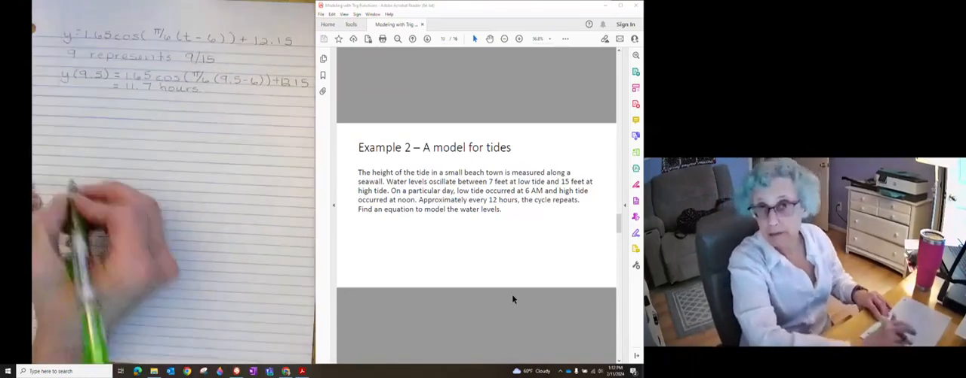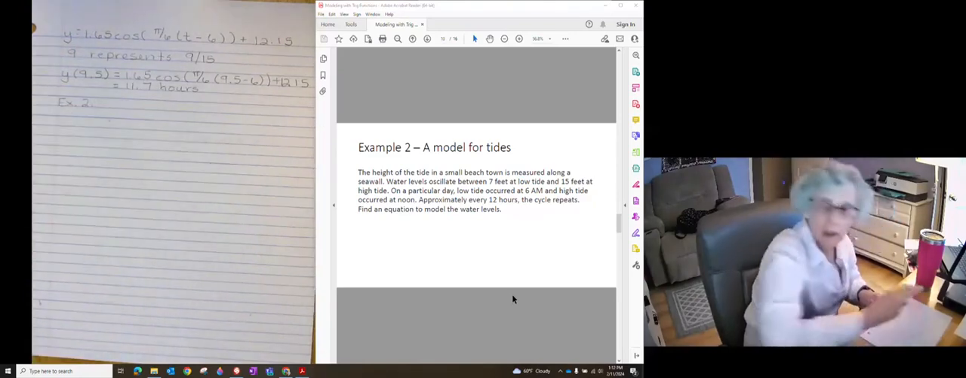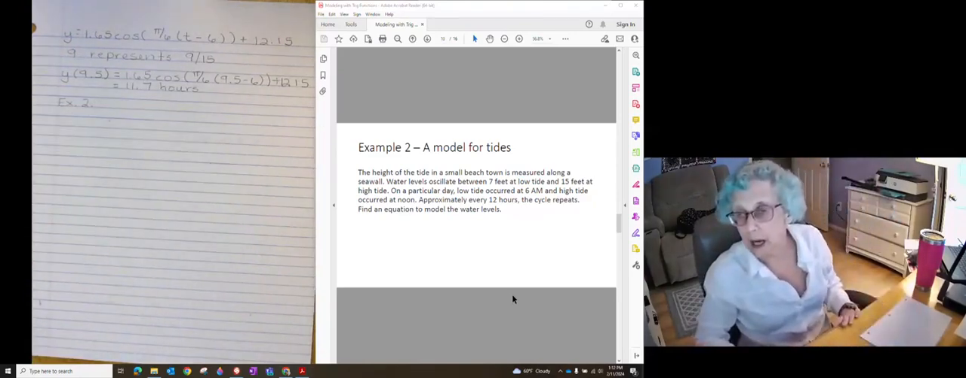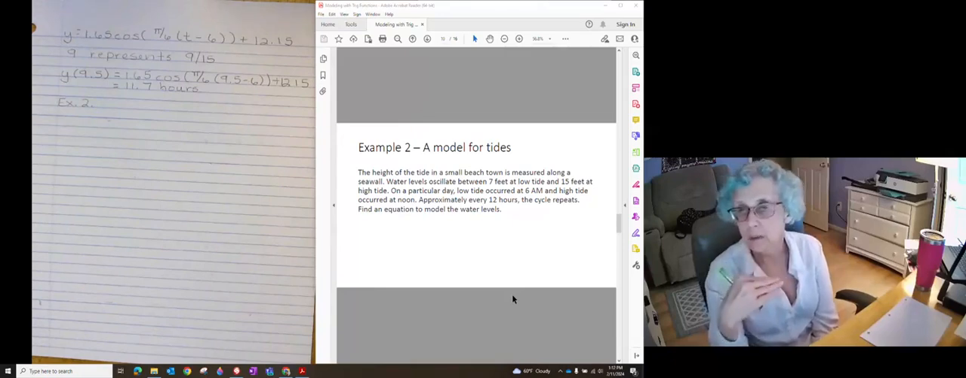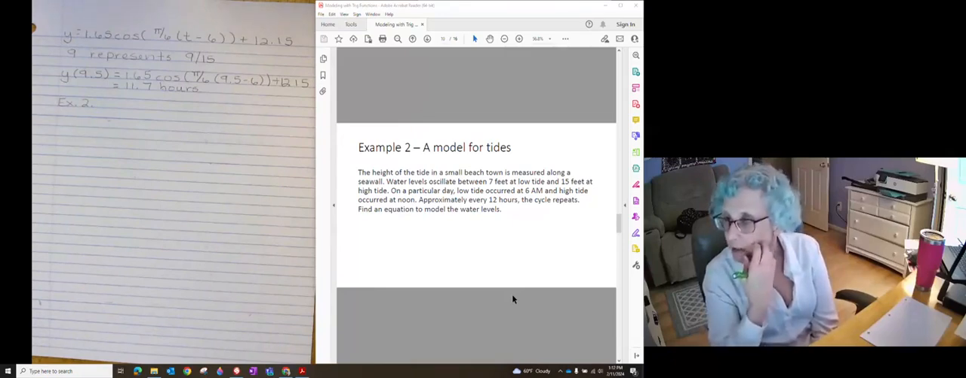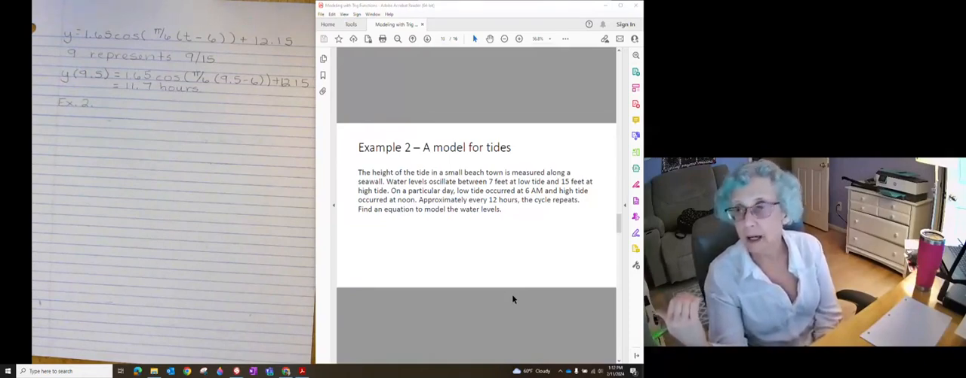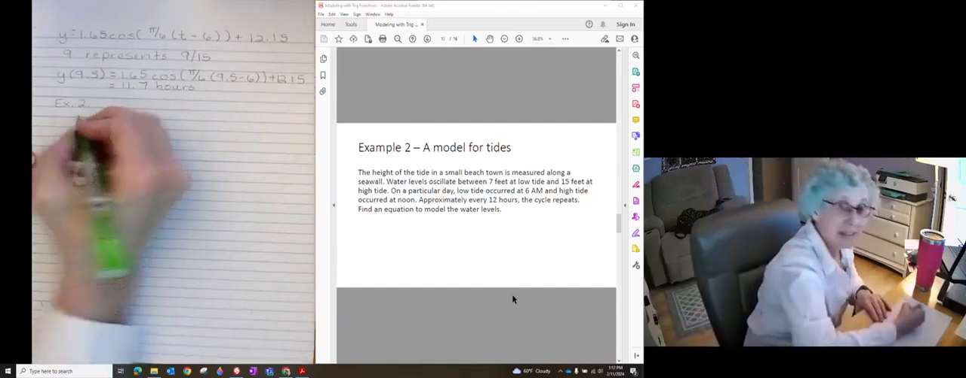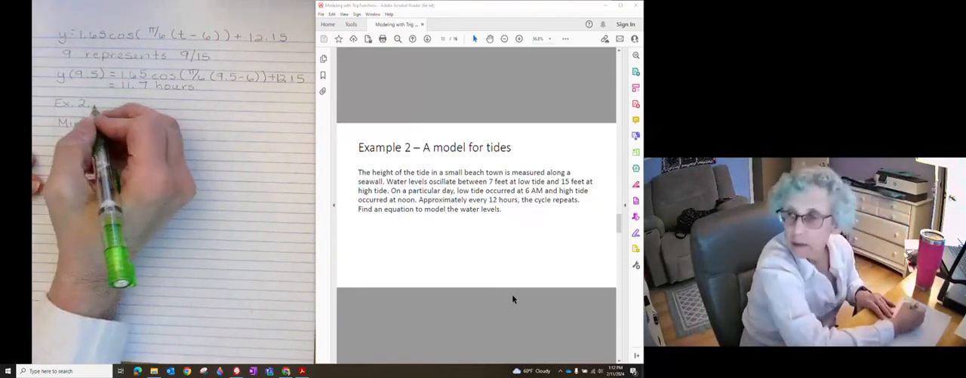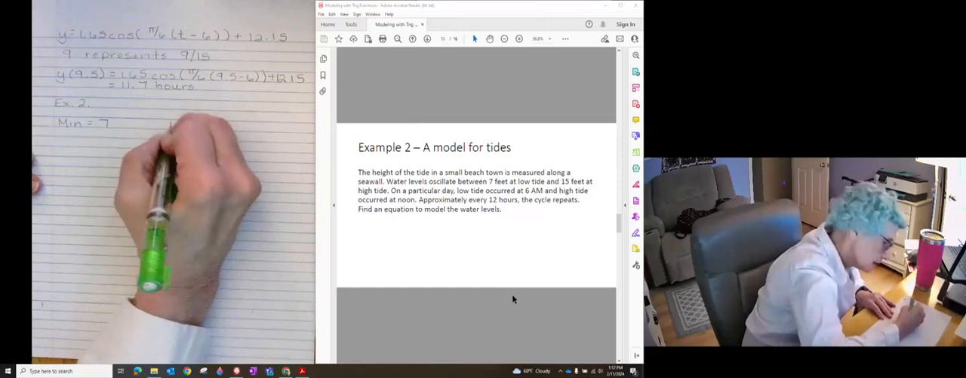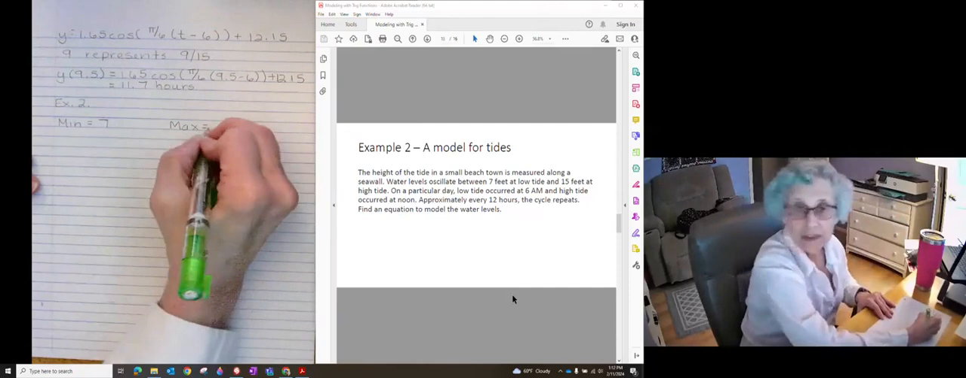This time we're given our model. We don't have to come up with it ourselves. We're given the model for tides. The height of the tide in a small beach town is measured along a seawall. Water levels oscillate between 7 feet at low tide and 15 feet at high tide. Oh, that's my max and my min. I'm going to write that down. So my min is at low tide, it's 7 feet. My max is high tide, that is 15 feet.